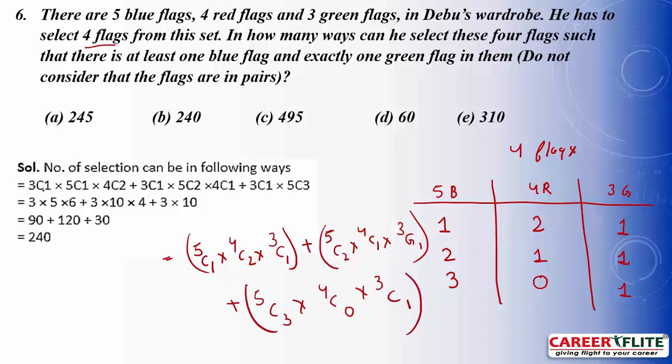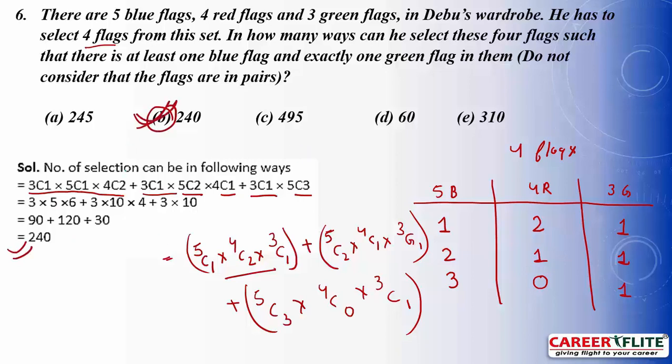As you can see here, 5C1 into 4C2 into 3C1, plus 5C2 into 4C1 into 3C1, plus 5C3 into 4C0 into 3C1. Here 4C0 is 4 factorial by 4 factorial into 0 factorial, and you know 0 factorial is 1, so it will be 1. If you multiply 1 with any number you will get that number. So if you solve this you will get the value to be 240. So 240 is our correct answer.